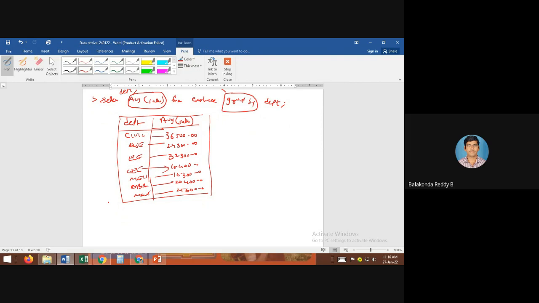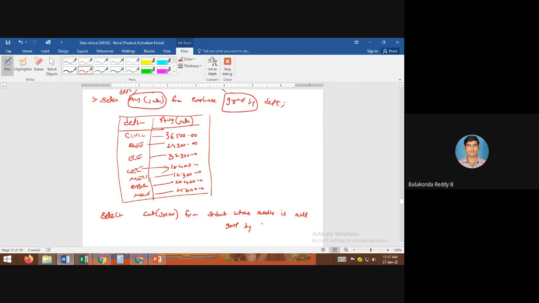Guys, I would like to find the department wise count of how many students are not having an Aadhaar number. Select count of roll number from students. What is the first condition? Where Aadhaar number is null.